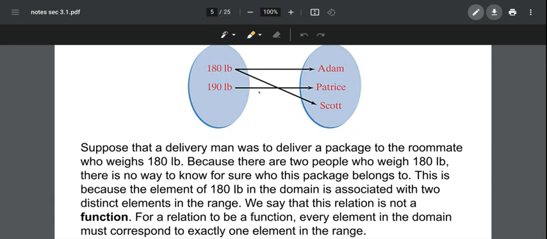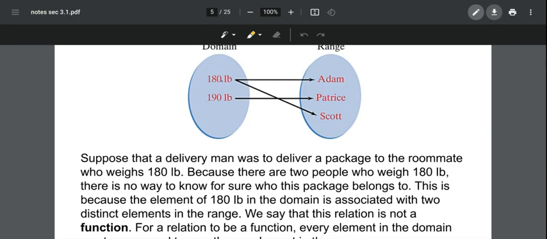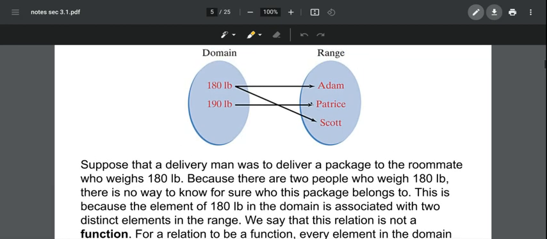Okay, so this is a relation. However, this relation does not represent a function. It's not a function, okay? Because for a function, every element from the domain must correspond to exactly one element from the range. So this is a relation, but not a function, because in a function, each element from the domain should correspond with only one output from the range. Here we don't have a function because the input 180 has two different outputs, and that cannot happen in a function. Yes, it's a relation, but not a function.